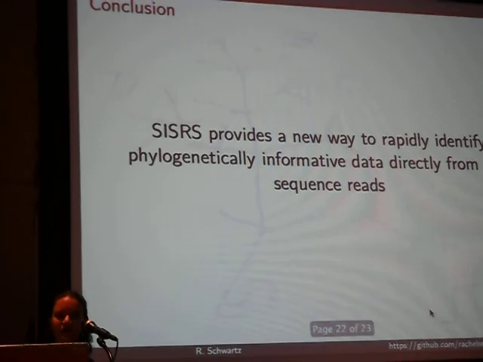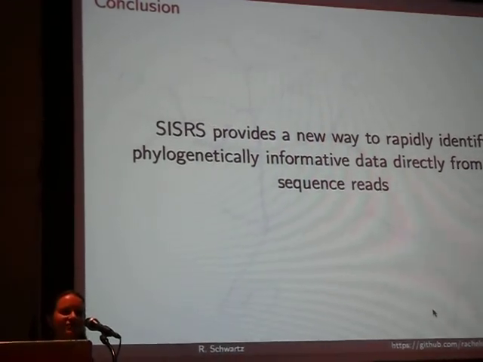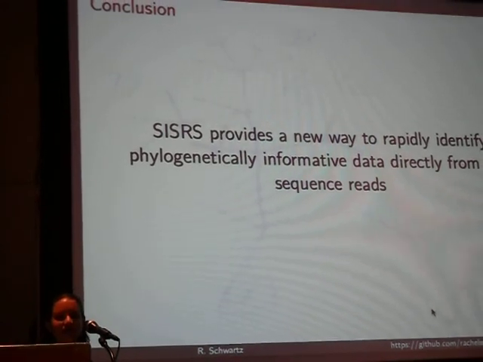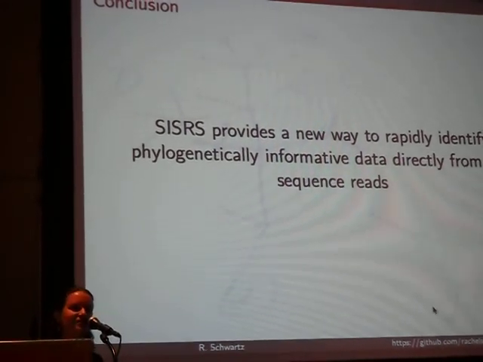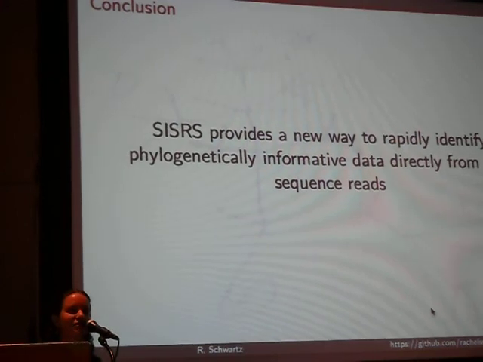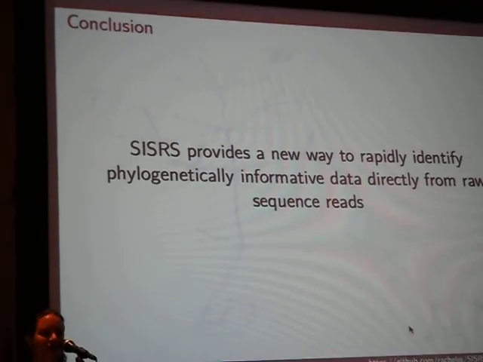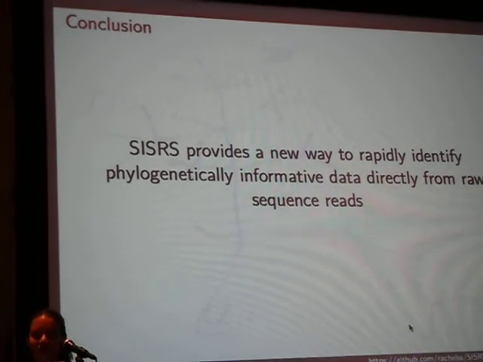And so with that, this is the conclusion. This is your full take-home message. We have a new way to rapidly identify phylogenetically informative data directly from the raw reads. No assembly, no annotation, no alignment, no identification of orthologous genes, and so on and so forth.